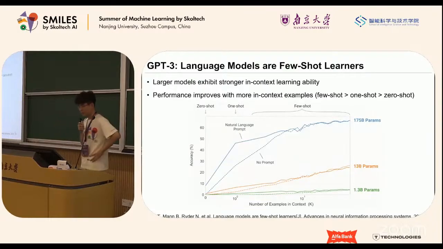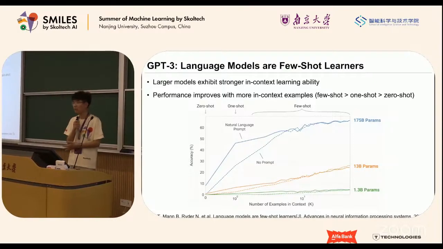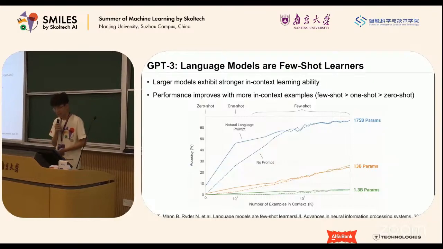This chart shows how in-context learning performance scales with the model size and the number of examples. Obviously, there are two clear trends. First, larger models show significantly stronger in-context learning abilities. Second, performance improves consistently as we add more in-context examples, showing that few-shot performance is consistently higher than one-shot, which in turn outperforms the zero-shot setting.